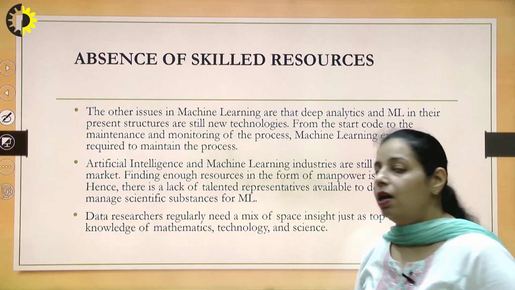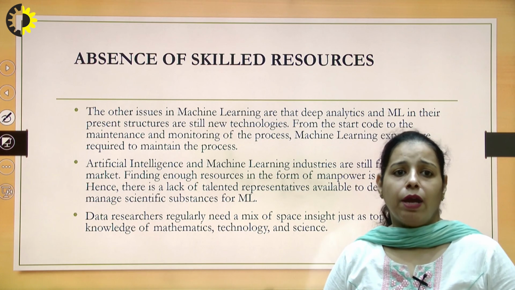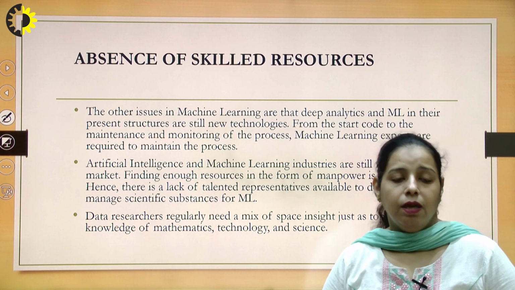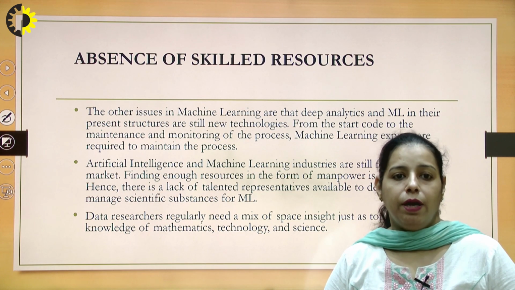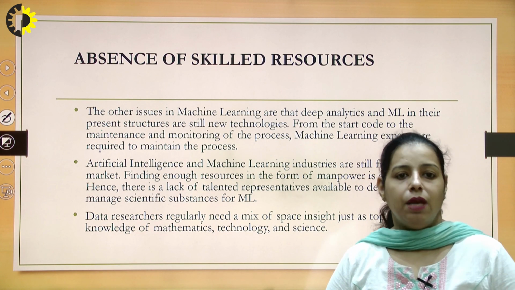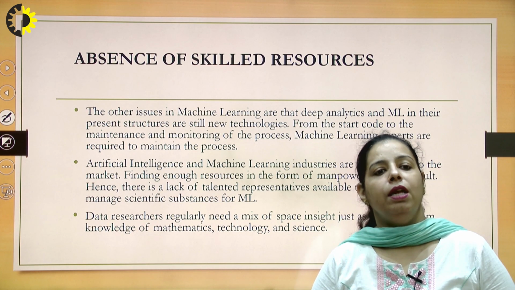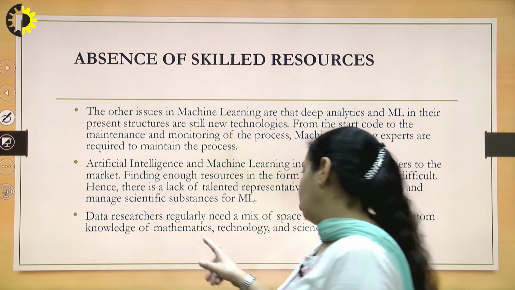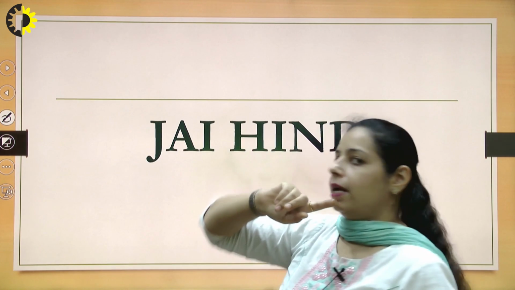Then absence of skilled resources. Because of the new technologies which are emerging, machine learning and AI, there is still a scarcity of, you can say, manpower and good quality engineers who can work very well in solving machine learning problems and working with them efficiently and effectively. Data researchers regularly need a mix of domain and insight, as well as top-to-bottom knowledge of mathematics, technology and science, because it requires a lot of domain knowledge if you want to become an expert.